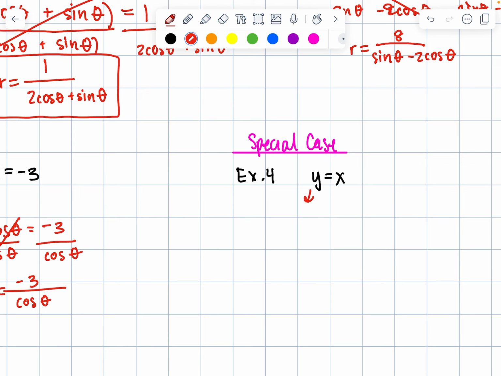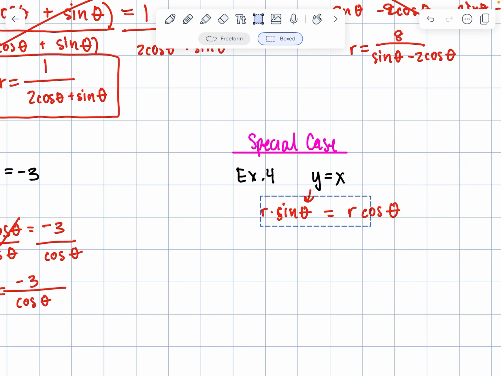We know y is equal to r sine theta, and then x is equal to r cosine theta. Okay, so this is the weird part. And you could do this actually one of two ways. I probably should have done this first.